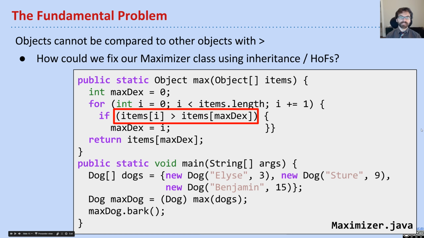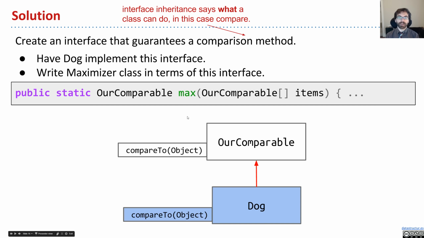In some languages, like C++ or Python, you can redefine how an operator works in the context of specific classes. So for example, you could say that when it comes to dogs, greater than compares the size of the dogs. Now in Java, we don't have that capability. So instead, we're going to turn to interface inheritance to help us out.